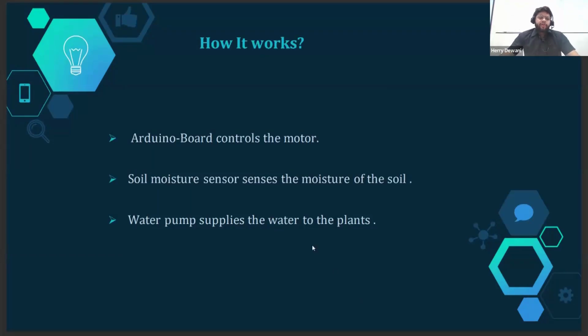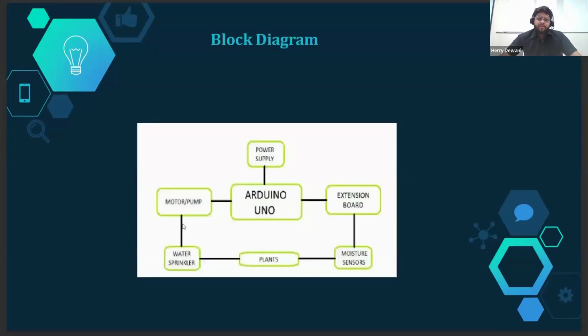Next, we will take a look at how the system works. Basically, the first and most important task is to measure the moisture of the soil, which is measured by the soil moisture sensor. Then it passes the data to the Arduino board, which controls the motor. And finally, the motor is used to power the pump, which eventually supplies the water to the plants. This block diagram shows the working of the IoT automatic plant watering system.